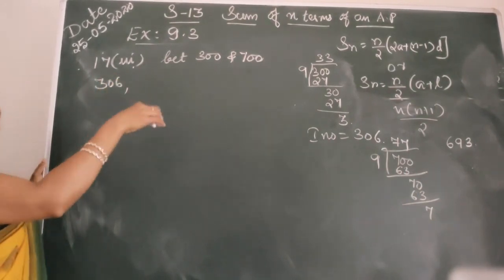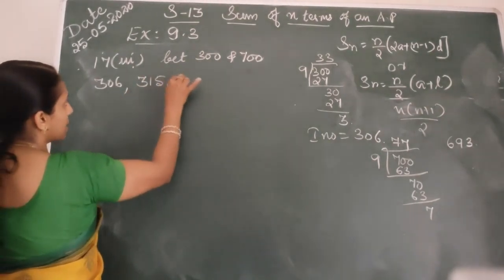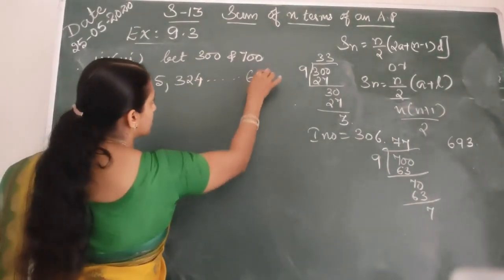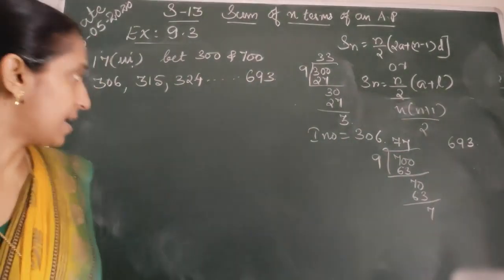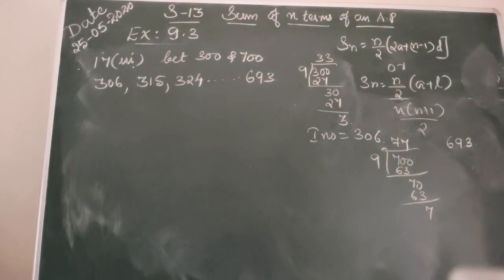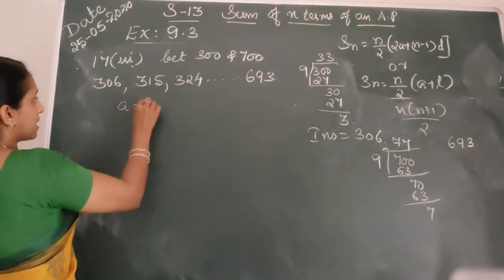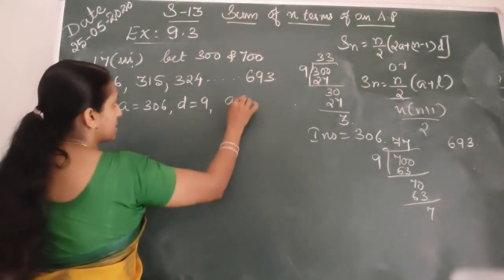So you are having the series with the first number 306. Since it is a multiple of 9, you have to add 9: 315, 324, and so on. Last number is 693. So we got the series. Now what we have to find? Find the sum. To calculate the sum, the same thing. N is unknown, a is 306, d is 9 and a_n is 693.